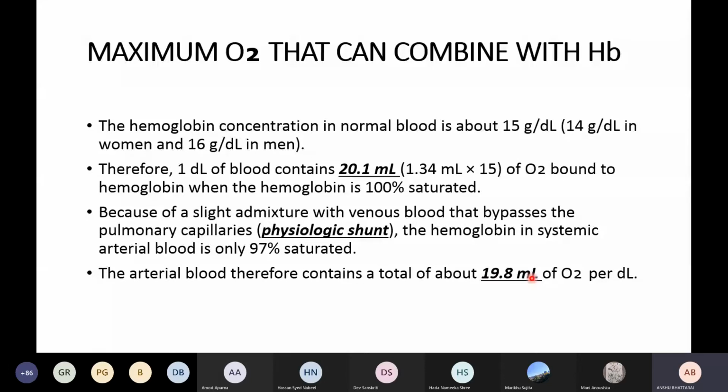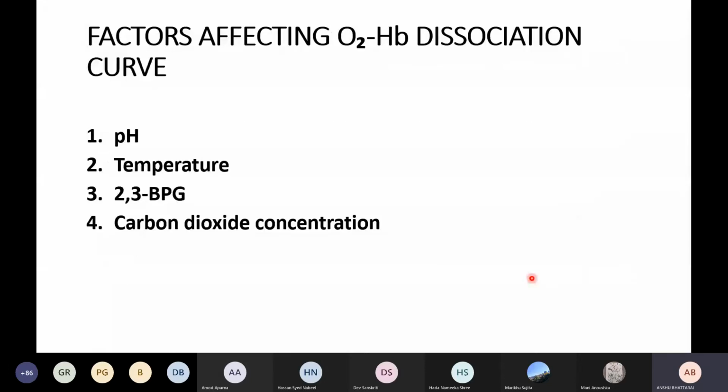Okay, so this is about the oxygen hemoglobin dissociation curve and its characteristics. Now, another very important question is what are the factors that affect the oxygen hemoglobin dissociation curve? We talked about where the normal operating area of this curve is. Now we have to understand the different factors that might affect this curve.